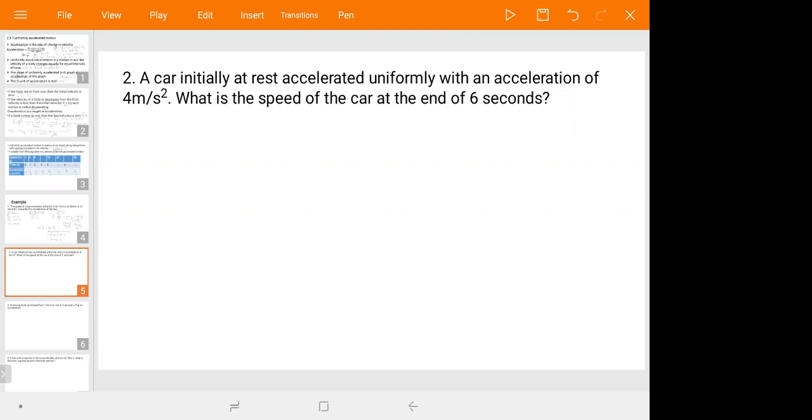First, a car initially at rest. The acceleration is given, and the time is given. So how can we solve this question? Try for 2 or 3 minutes.